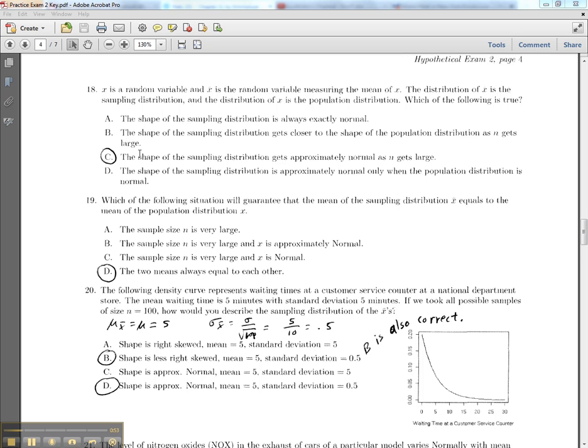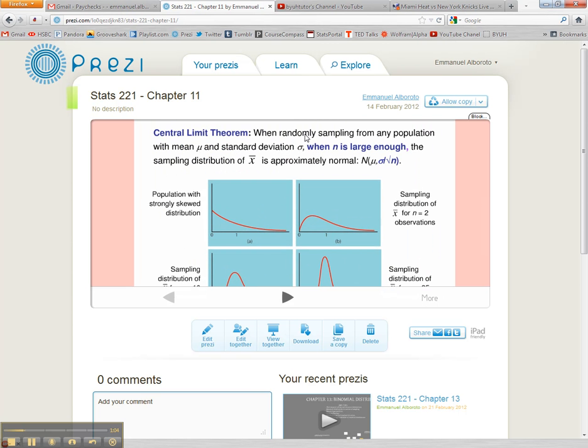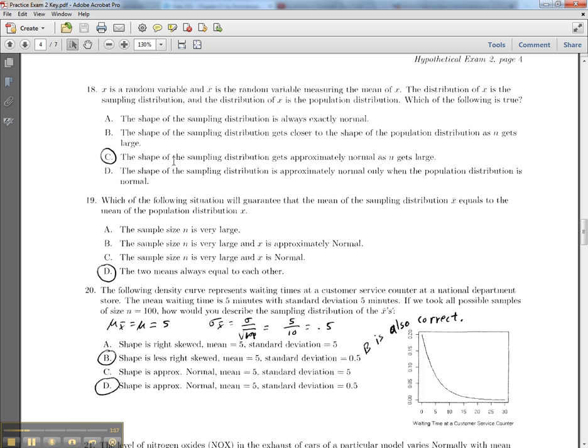Letter C says the shape of the sampling distribution gets approximately normal as n gets large, and that is what the true definition of the central limit theorem is. And so take a look at what the central limit theorem says. It says when randomly sampling from any population with mean mu and standard deviation sigma, when n is large enough, the sampling distribution of x bar is approximately normal. So that's the true definition of central limit theorem, and so that's why B isn't true and C is the most correct. D says the shape of the sampling distribution is approximately normal when the population distribution is normal. Again, that's not really the correct definition of central limit theorem. So that's why it's letter C.